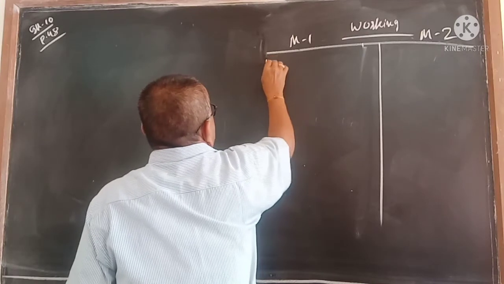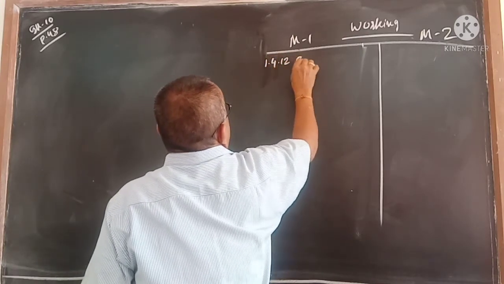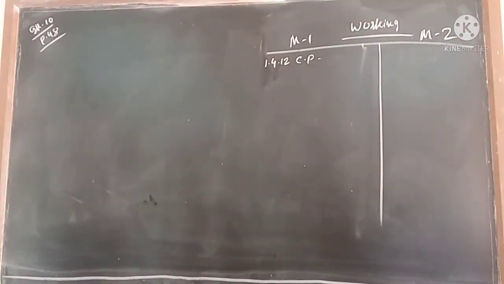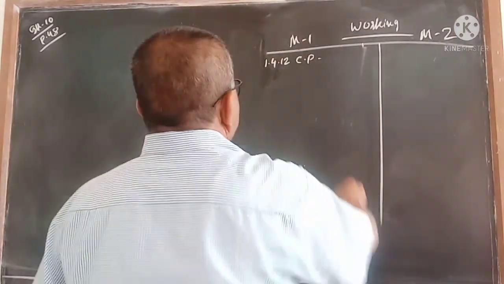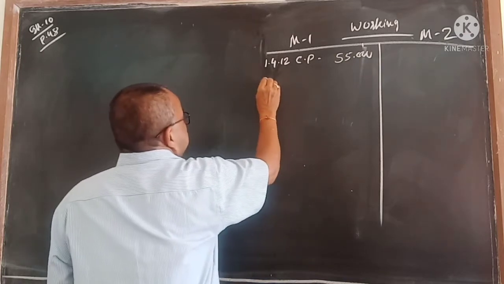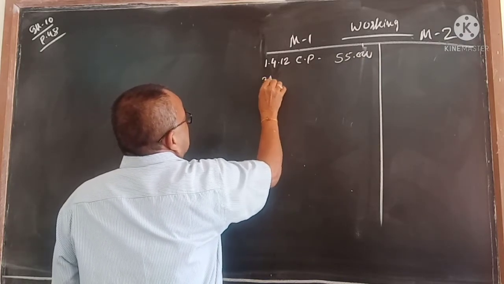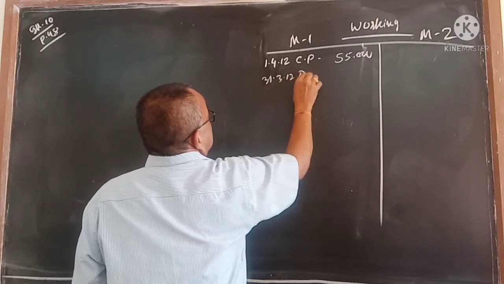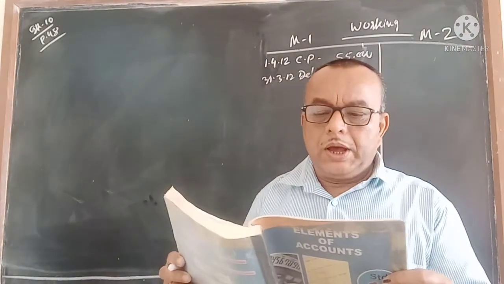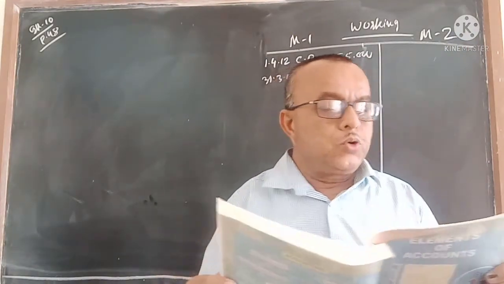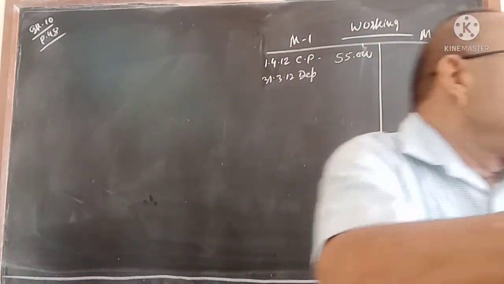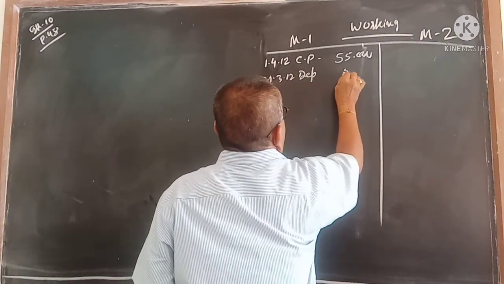You purchased the first machine on 1/4/12, and the cost with installation is 52 plus 3, which means 55,000. You charge the depreciation after a year, which is 31/3/13. What is the rate of charging depreciation by SLM? It is 10%. Is it not? 52 plus 3 is equal to 55, and depreciation will be charged at 10% by the SLM. So 10% comes to 5,500.